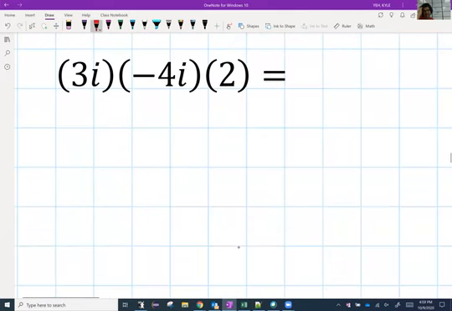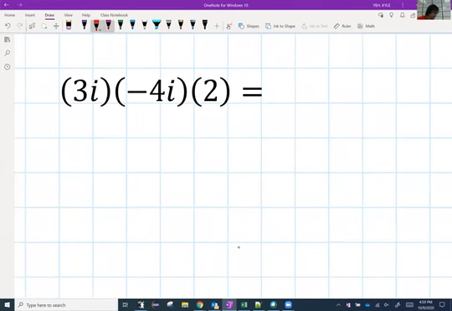What if we had something like this? No square roots in sight. 3i times negative 4i times 2. Well, how are we going to do this? Let's multiply like we kind of normally would. Let's multiply the numbers. 3 times negative 4 is negative 12, times 2 is negative 24.